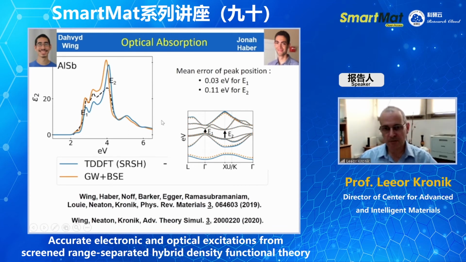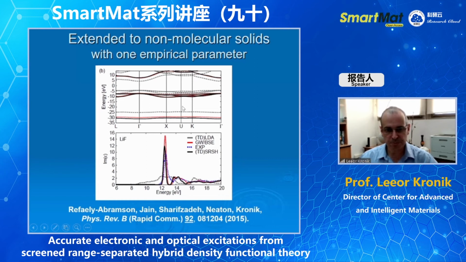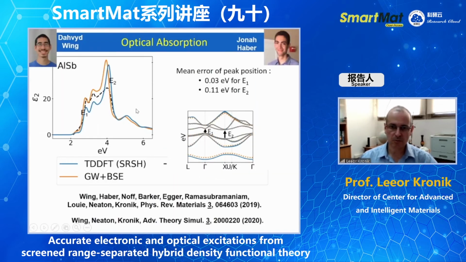So how will we get then rid of this empirical parameter? Because remember that in this slide, the work of David and Jonah, and also in the previous slide, we still have one empirical parameter. We still fit the gap. We don't want to fit the gap. We want to predict the gap. So how are we going to do that?